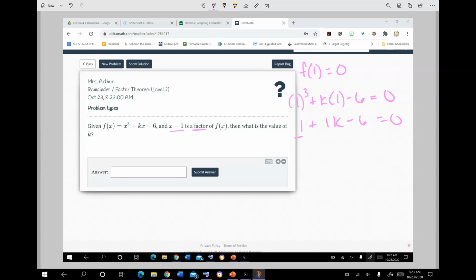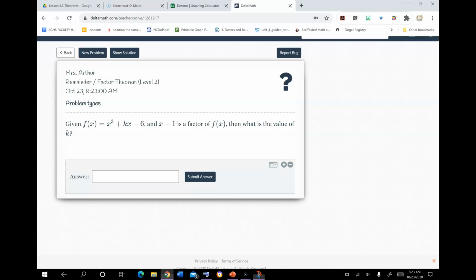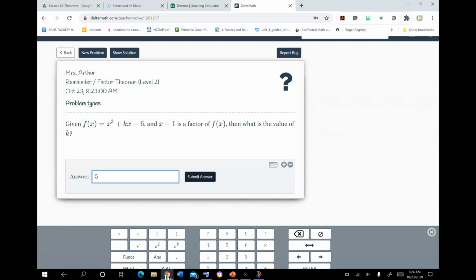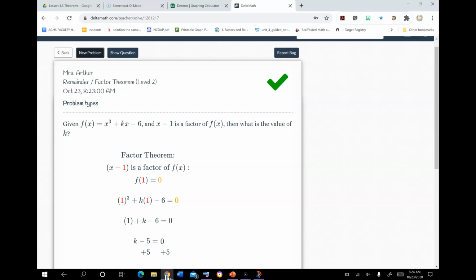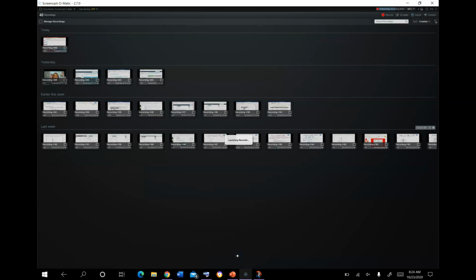Combine like terms. 1 minus 6 is negative 5. Add the 5. 1k equals 5. K equals 5. Okay? So same thing, it's just it equals 0 instead of a number. Okay? And that's all you have to do today in your Delta Math. All right, guys? So let me know if you need any more help.